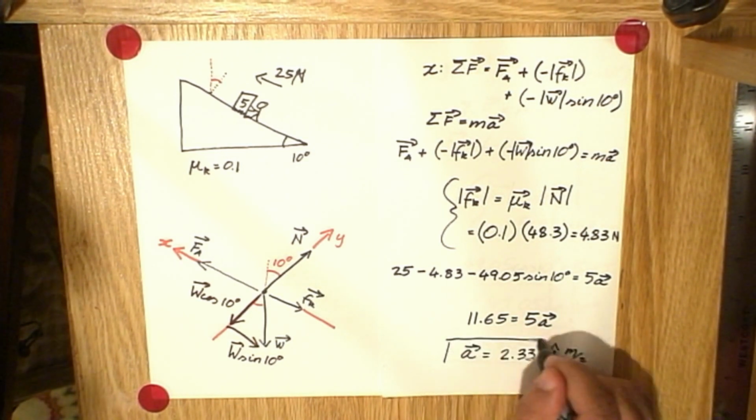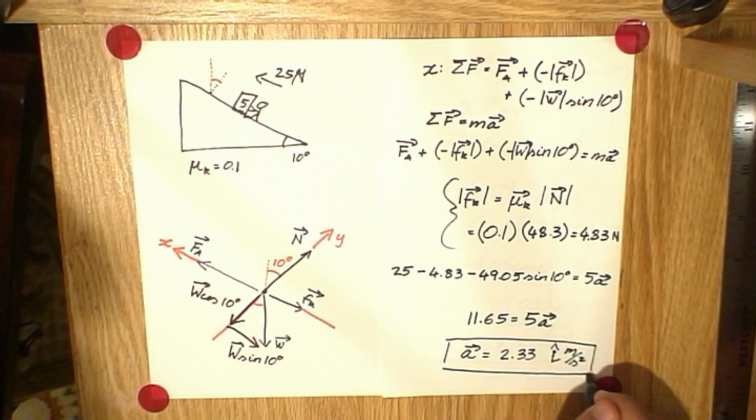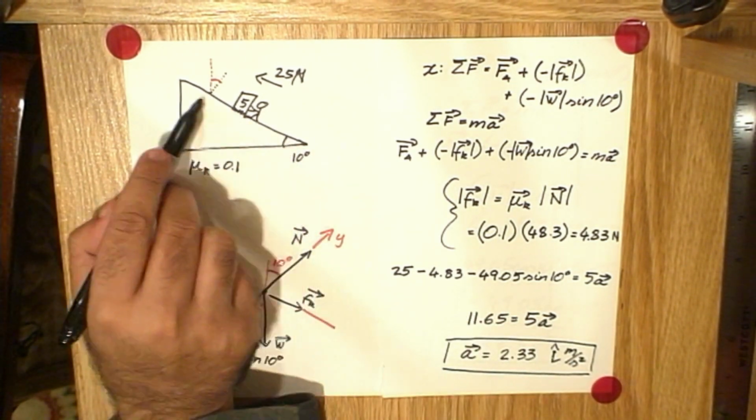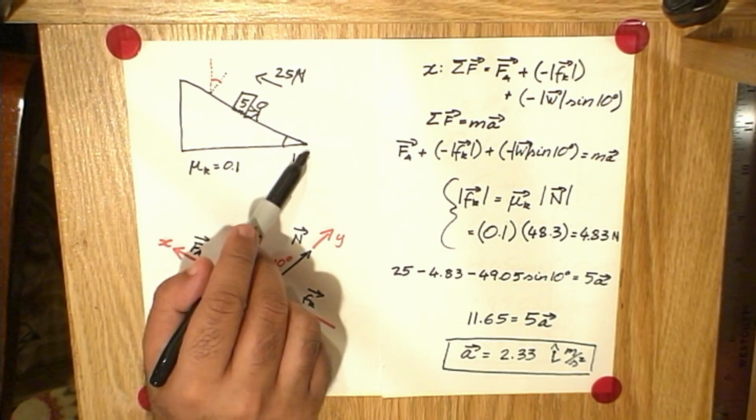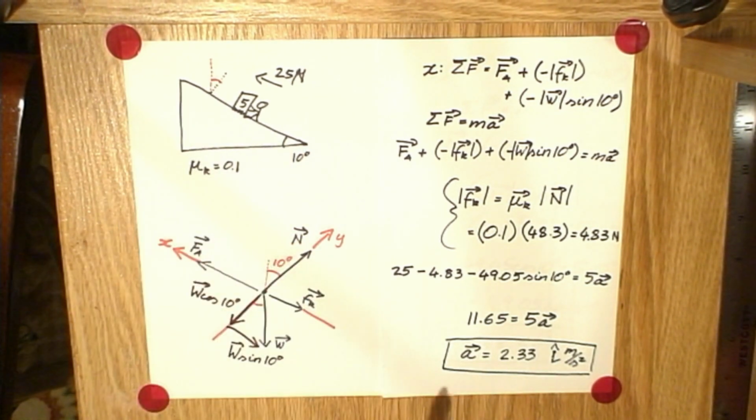So this is the acceleration of the block up the ramp. Notice that this acceleration is quite a bit smaller than what it was when we didn't have friction. It was about 3.3 when we had no friction, but it's 2.3 when we do have friction. So this is how we solve a ramp question where someone is pushing up a ramp and there is friction.